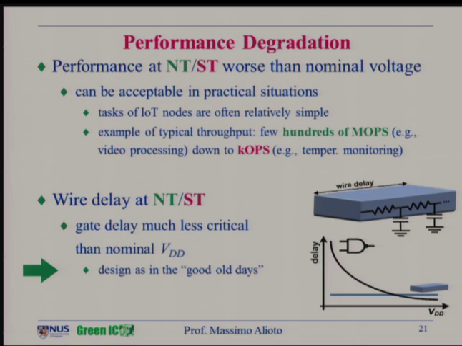Also, we should observe that the wire delay in IoT nodes is not a real issue, because the gate delay is certainly dominant, since we are working at ultra-low voltages. So FO4 in the gate delay tends to be much higher than the wire delay. So it's gate dominated.